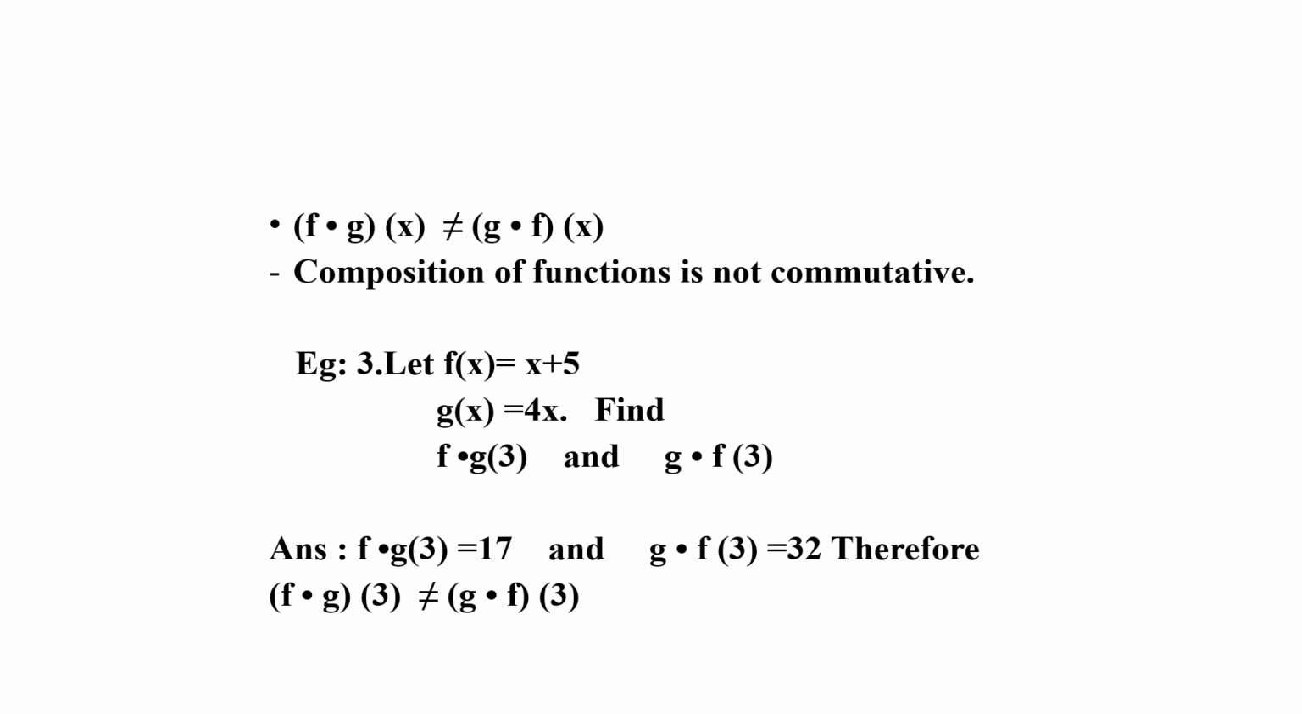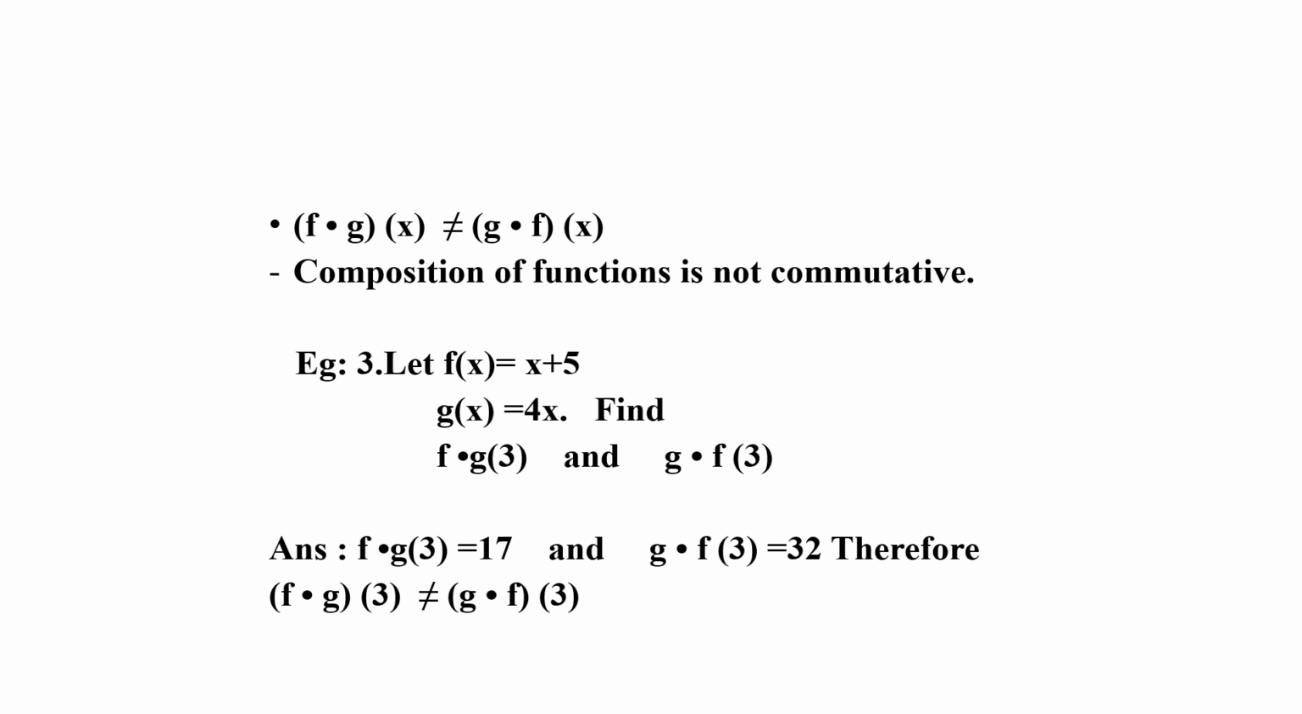Now we can see F composition G of 3 and G composition F of 3. What will be G of 3? To find G of 3, x should be replaced with 3. G of 3 will be 4 into 3, that is 12. F composition G of 3 will be F of 12, that is equal to 12 plus 5, 17. So F composition G of 3 will be equal to 17.